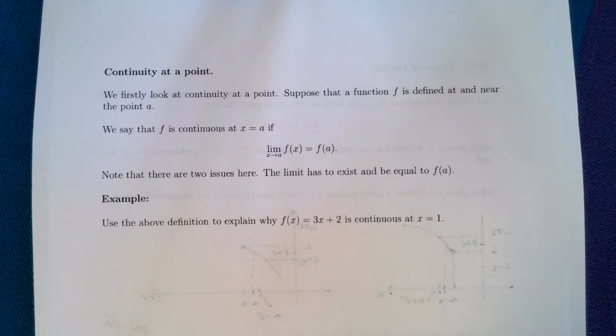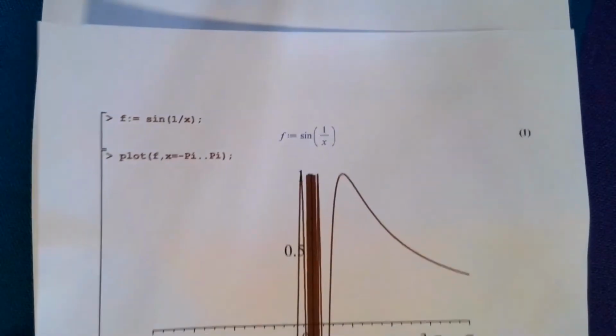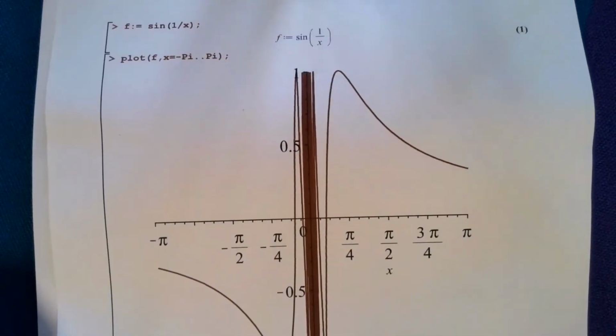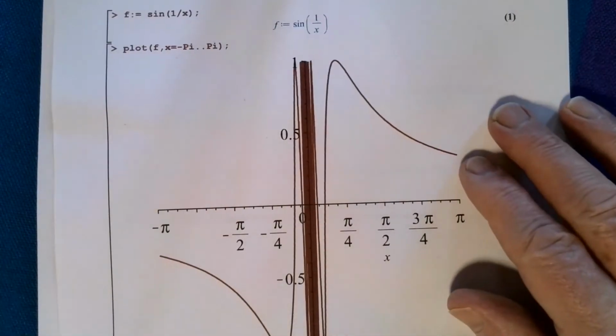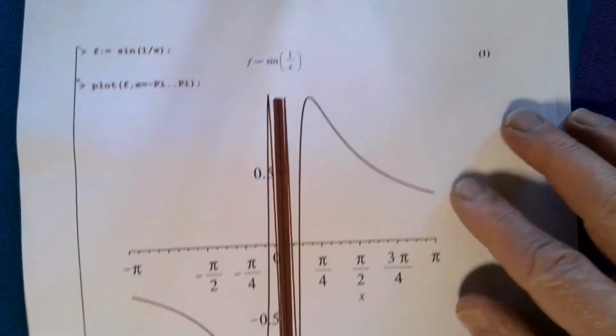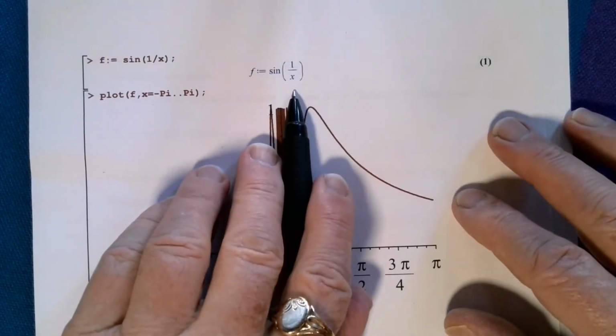Before we continue on to look at continuity, I thought I might just put up a couple of little pictures to show you why it's important to have these more formal definitions rather than simply plugging numbers into formulae. So, for example, I got the computer to plot this function. This is the graph of the function sine of 1 over x.